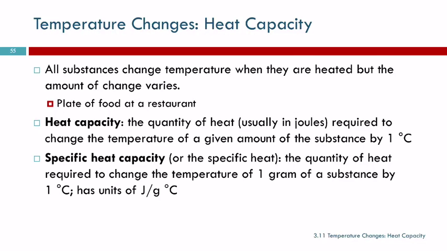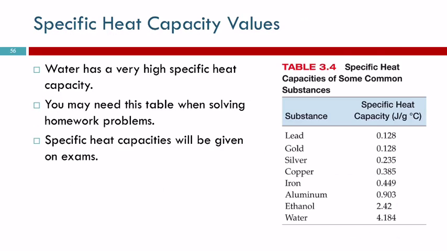Heat capacity is the amount of heat that's needed to change the temperature of a particular amount of substance by 1 degree Celsius. What we usually use is called the specific heat capacity. Sometimes we just call it specific heat. And that's the amount of heat needed to change the temperature of 1 gram of a substance by 1 degree Celsius. So this is going to have these funky looking units, joules per gram degree Celsius. How many joules for every gram and degree Celsius are needed? That's the specific heat of a substance.